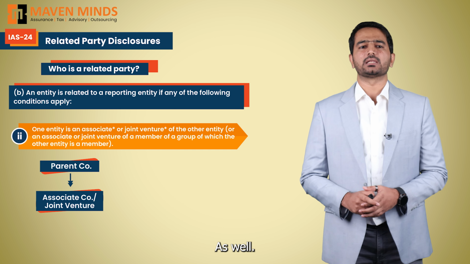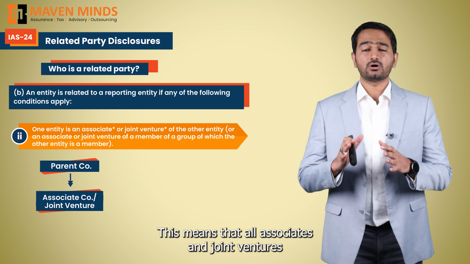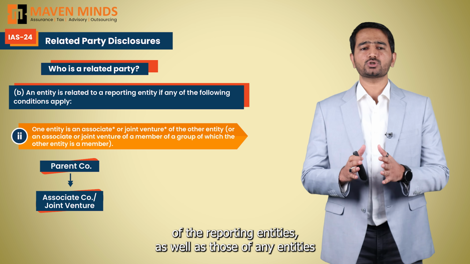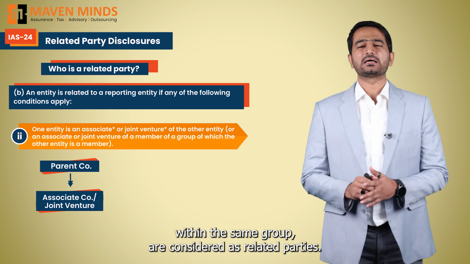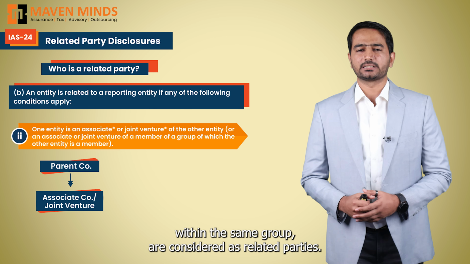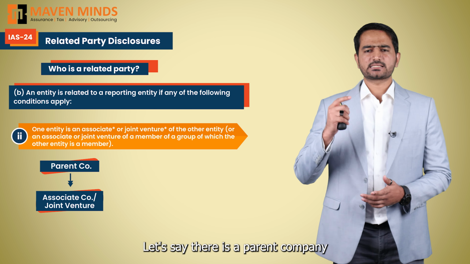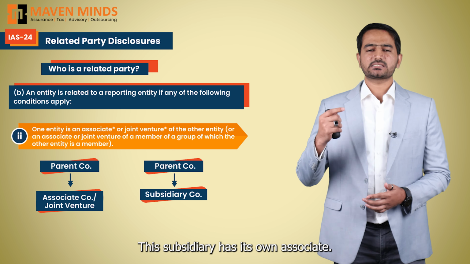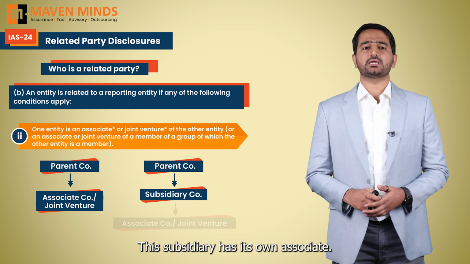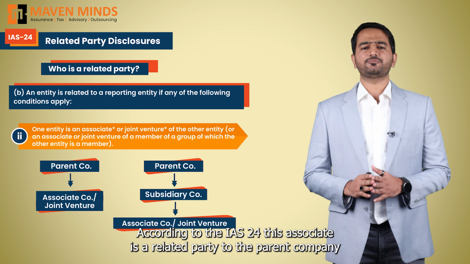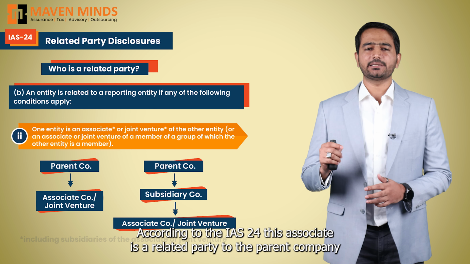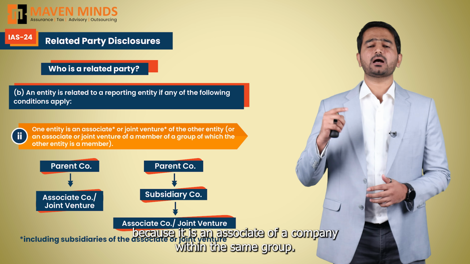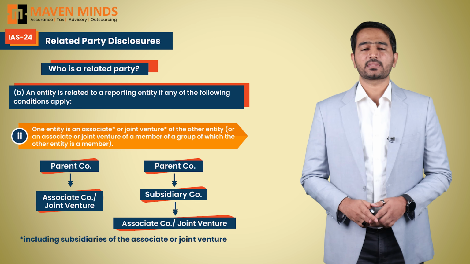related parties as well. This means that all associates and joint ventures of the reporting entities as well as those of any entities within the same group are considered as related parties. Let's say there is a parent company and this parent company has a subsidiary. This subsidiary has its own associate. According to IAS 24, this associate is a related party to the parent company because it is an associate of a company within the same group.